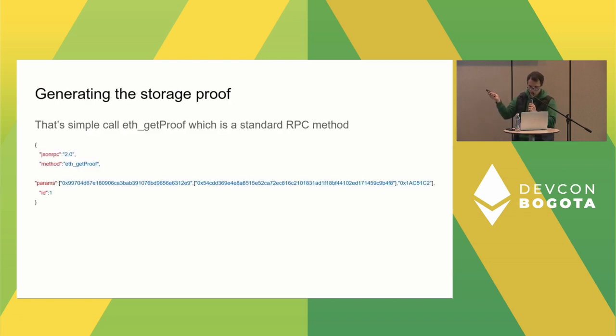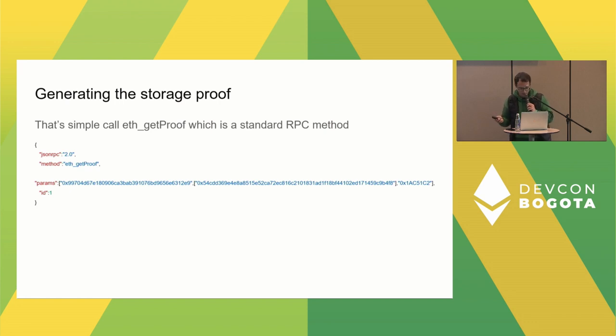But how do we actually get to storage proofs? There are standardized methods in the JSON RPC standard for Ethereum clients. This method is called eth_getProof, which, given the contract address, or better to call it the account address in this specific case, allows us to generate a state proof. The second argument is an array that contains all the storage keys that we want to prove. There is another argument, which is 0x1a. It's essentially the block number for which we prove the state.